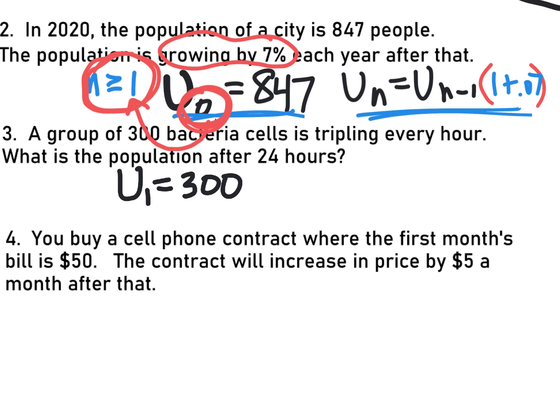U sub 0. Why? Because this is an experiment that involves the real world and something happens from before we hit 1. Something's happening in there. Okay, u0 equals 300. Always un equals un minus 1. Then it's usually multiplying by something. This is tripling every hour. Would you agree that times by 3 would make something triple? So that's why there's a 3 there. Oh, and n is greater than or equal to 2.